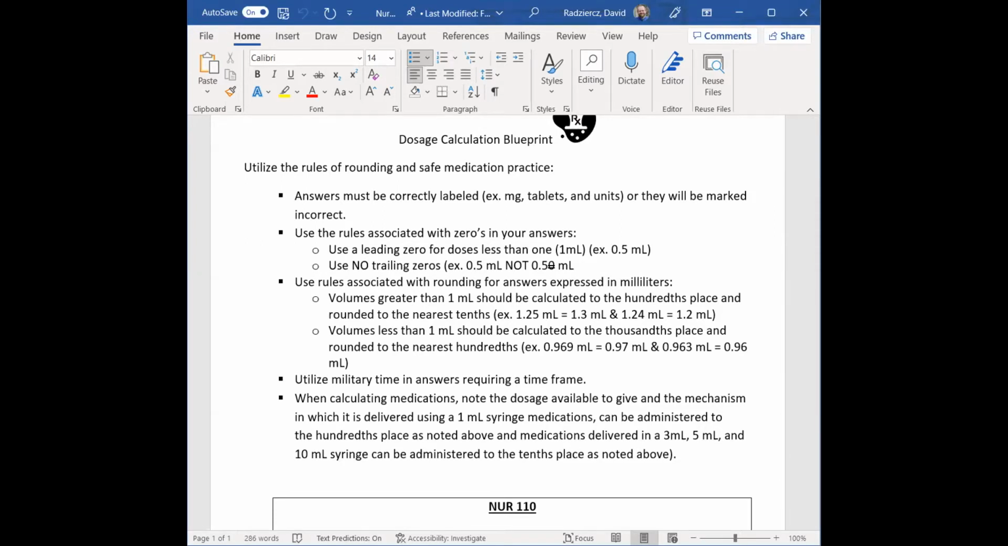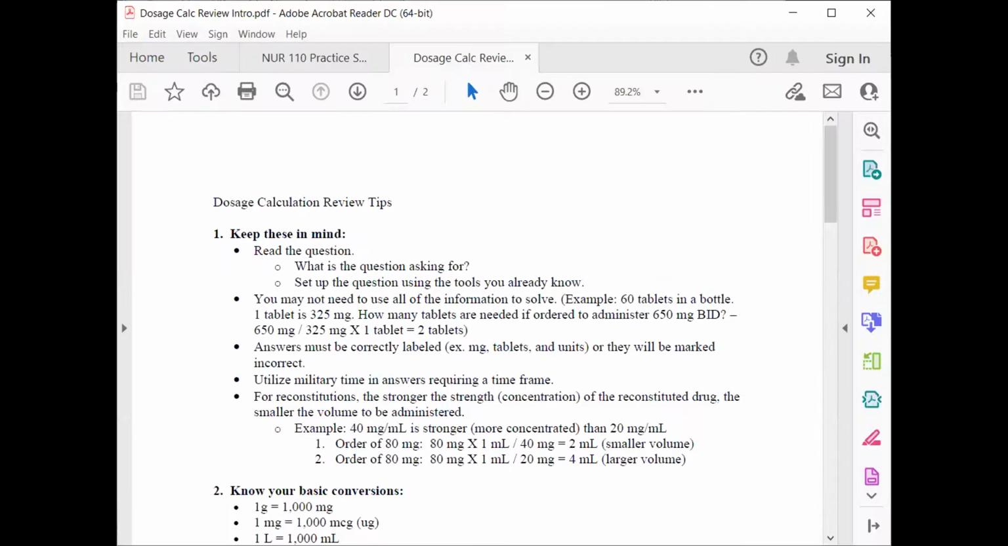All right, so let's look at some practice questions here. Actually, before we do that, sorry. That's right. I wanted to go through this real quick.